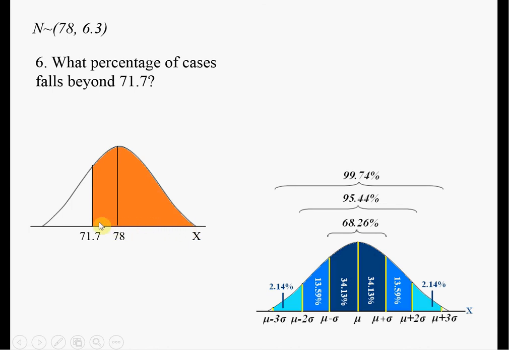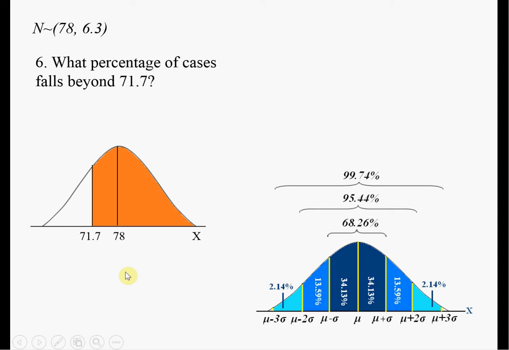For all these cases that are larger than 71.7, what percentage are there, constituting what percentage of the entire distribution? So that is the size of this big corner. This big corner is formed by two sections. One is this slice, the other is the half of the distribution.